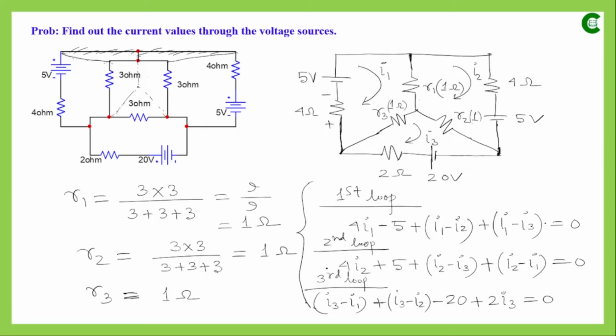So the value of I1 will be the current flowing through this 5 volt voltage source, the value of I2 will be the current flowing through this voltage source, and the value of I3 will be the current flowing through this voltage source. So if we simplify and solve these 3 equations, then we can easily find out I1, I2, I3, which we have already done in previous examples.